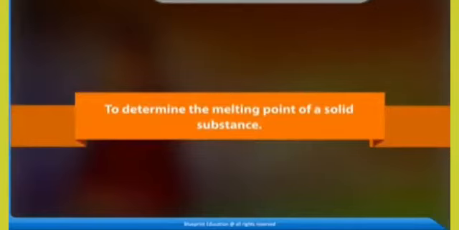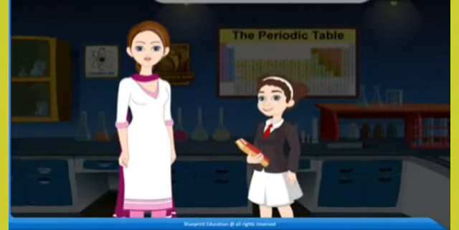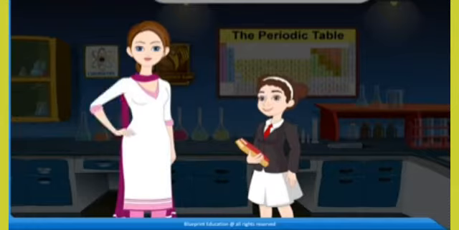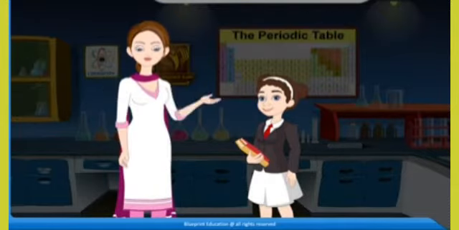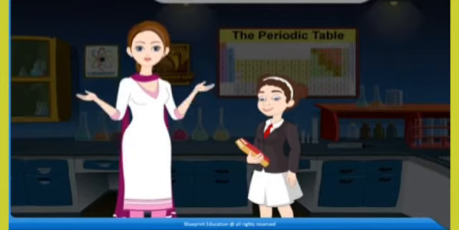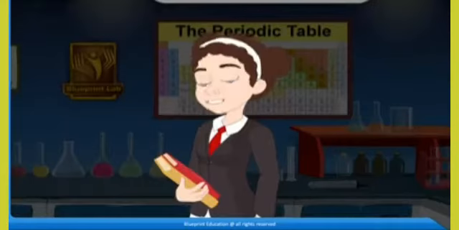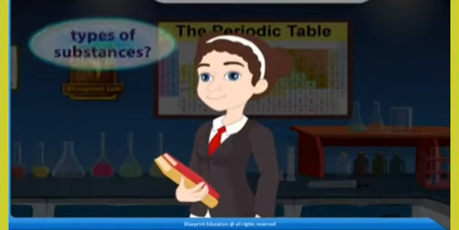Determine the melting point of a solid substance. The melting point of a substance is defined as the temperature at which the substance changes from solid to liquid state. At this temperature, both the phases, solid and liquid, are in equilibrium. Is the melting point the same for all types of substances?